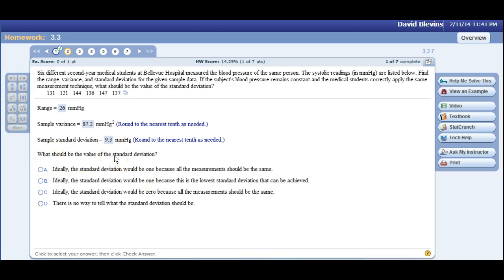what should be the value of the standard deviation? Well, it's the exact same person, so the blood pressure should be exactly what it is. So assuming they all did it ideally, the standard deviation will be 0. Right? There shouldn't be any deviation from the average. The average should be what they all got, but obviously there was a pretty good bit of variation between them.